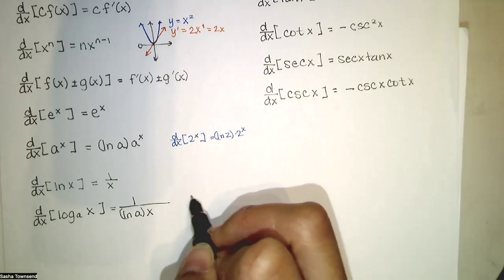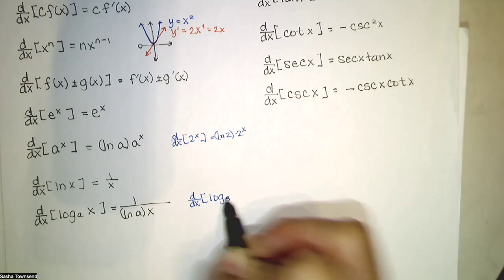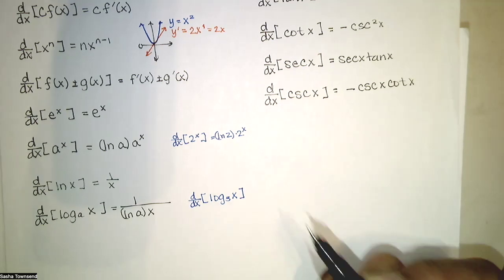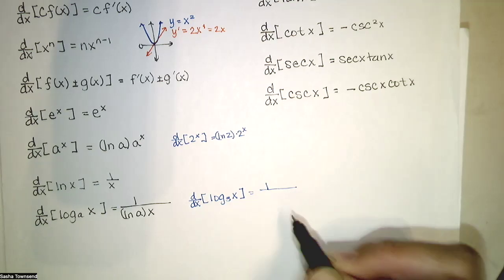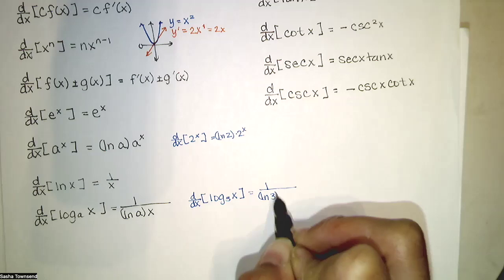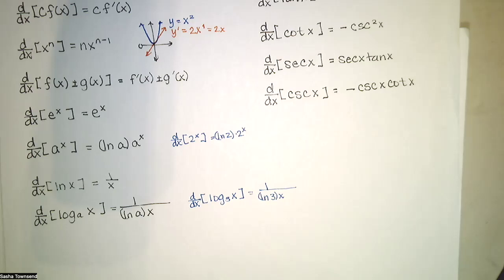Now, in practice, this is really simple to evaluate. Let's say somebody asks you for the derivative of log base 3 of x. You just write 1 over, you identify a as 3, natural log of 3 times x. Easy breezy.